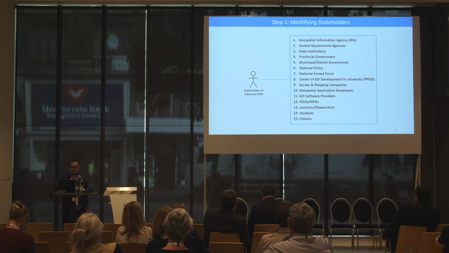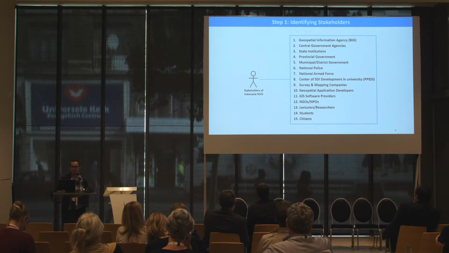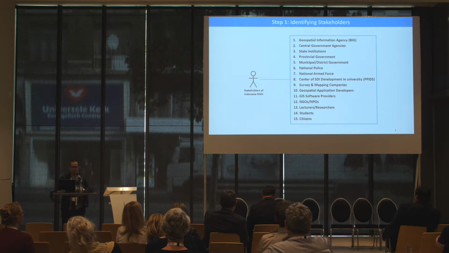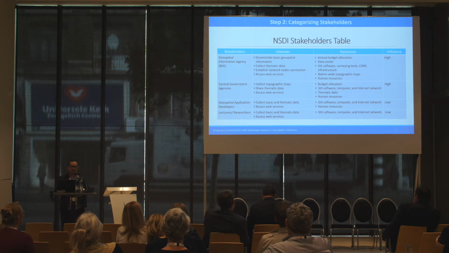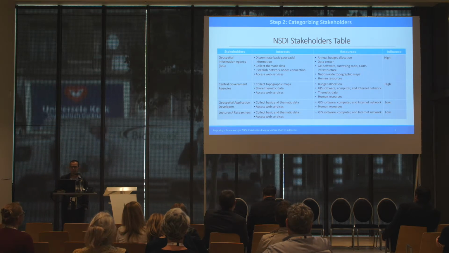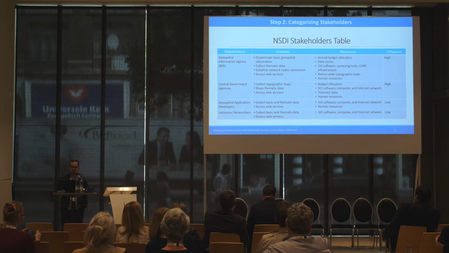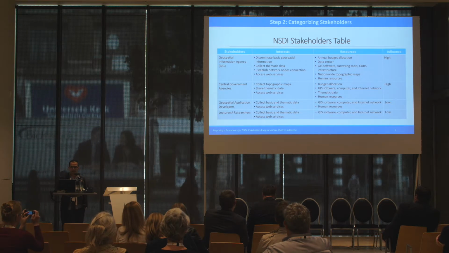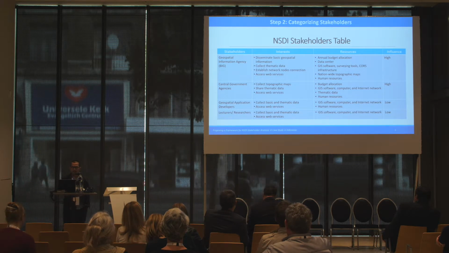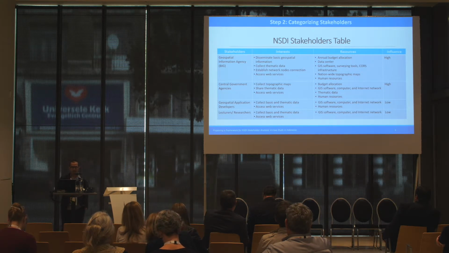We determined 15 types of stakeholders involved in the NSDI implementation. 7 of them are from government agencies, from number 1 to number 7, and the rest are from the private sector, academia, NGOs, and also general users. Each of these stakeholders has their own interests, resources, and potential influence on the NSDI implementation. This table presents some examples. For instance, central government agencies have an interest in collecting maps and accessing web services, and have high influence in the implementation because they are capable of setting up the network node.